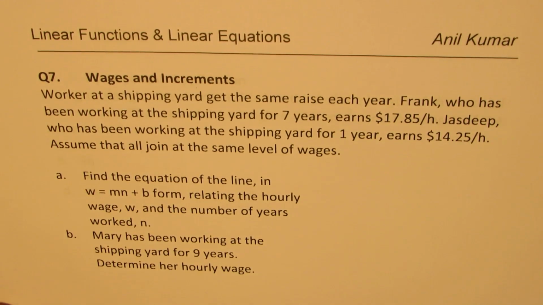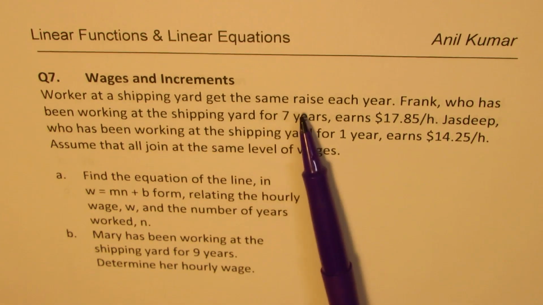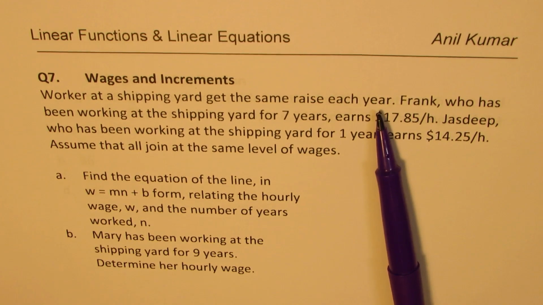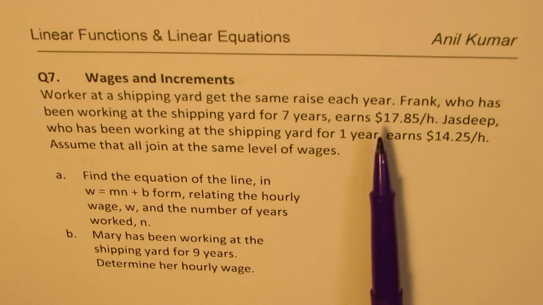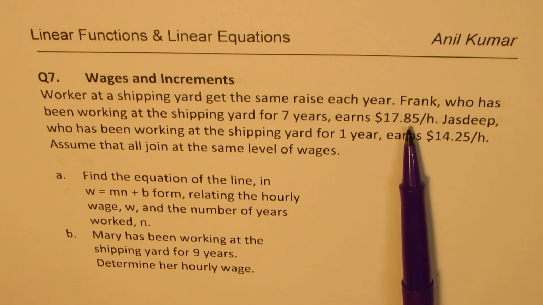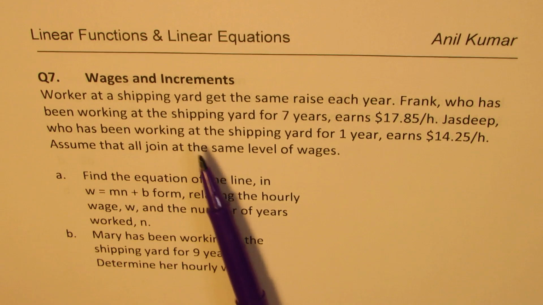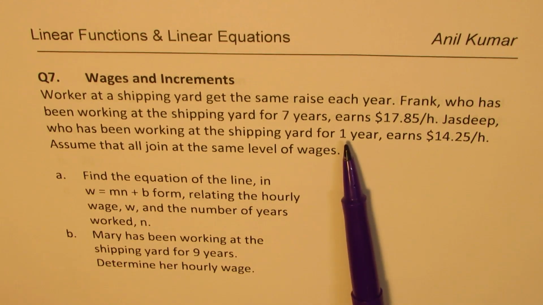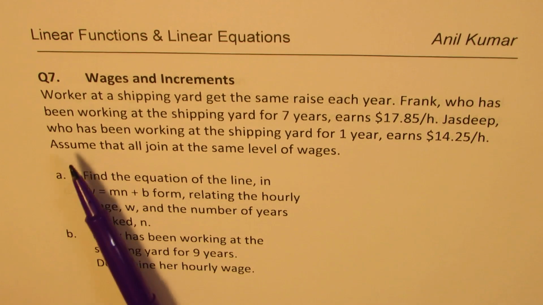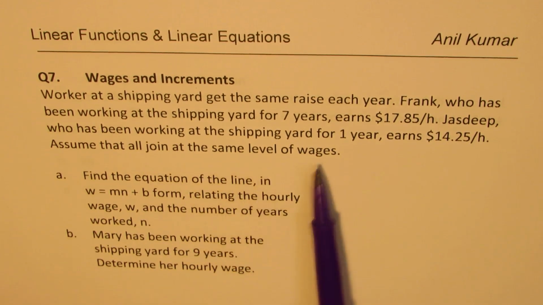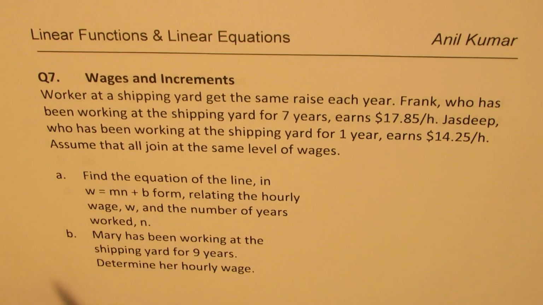Question number 7. Workers at a shipping yard get the same raise each year. Frank, who has been working at a shipping yard for 7 years, earns $17.85 per hour. Justy, who has been working at a shipping yard for 1 year, earns $14.25 per hour. Assume that all join at the same time. Now, these are the questions related to it.